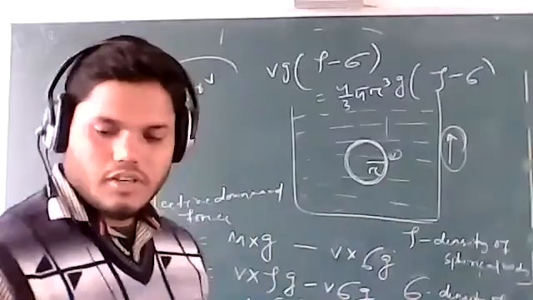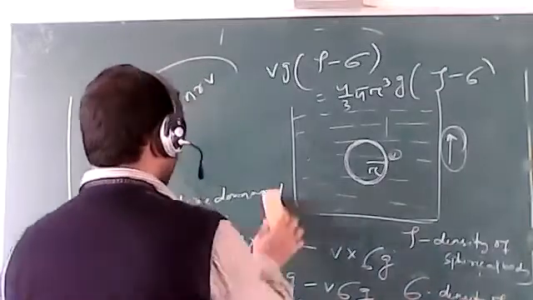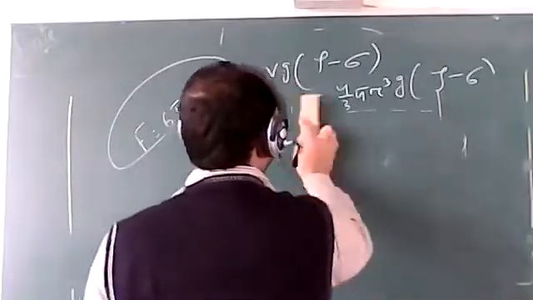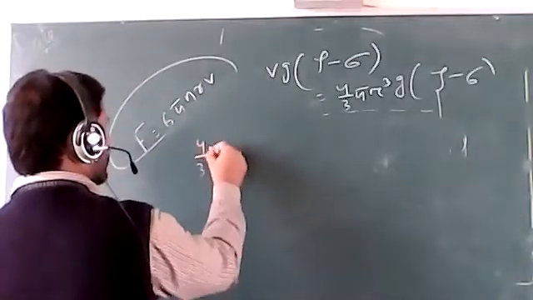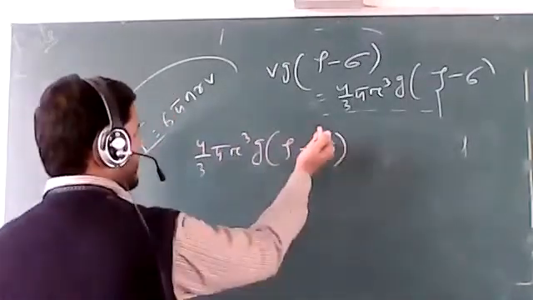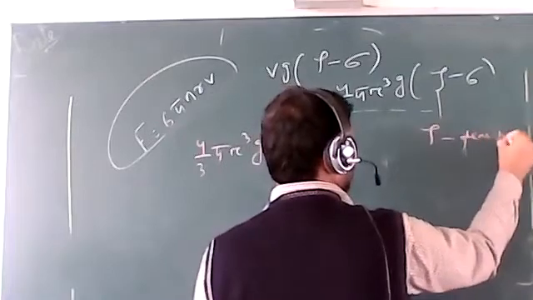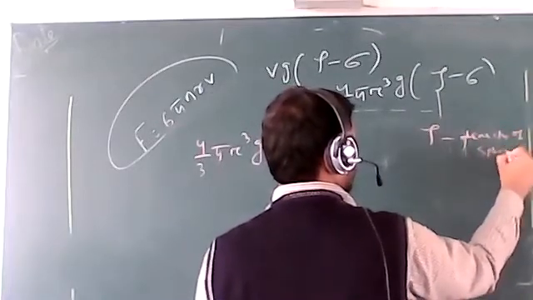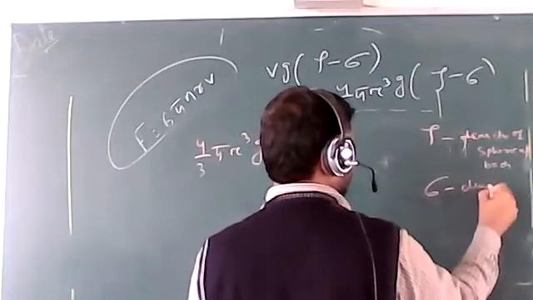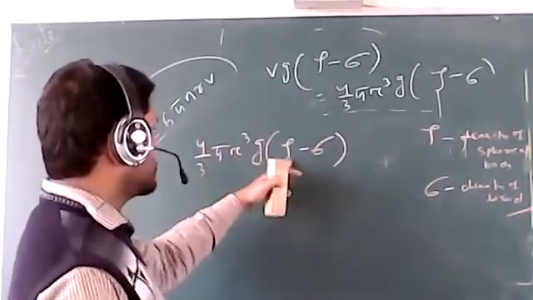Then we know the viscous force is also acting upward. I'm just writing 4 by 3 pi r cubed into g into rho minus sigma, where rho is the density of the spherical body and sigma is the density of the liquid. So 4 by 3 pi r cubed g into rho minus sigma.